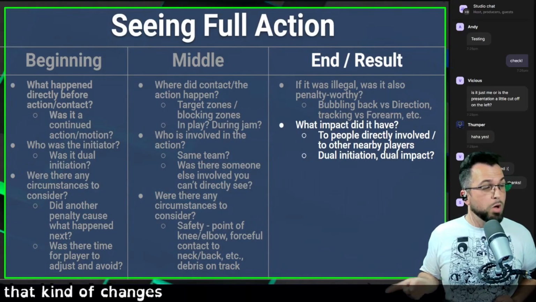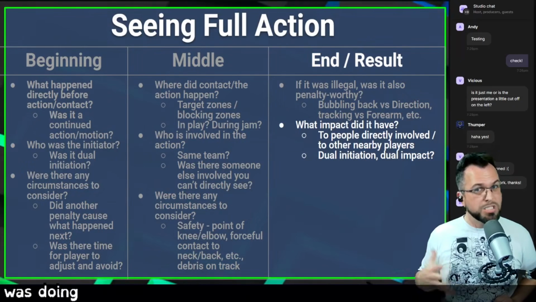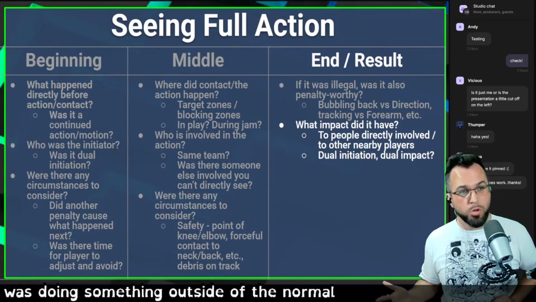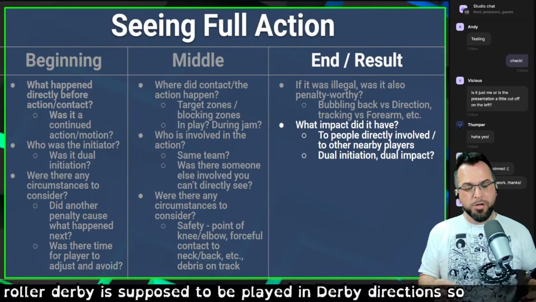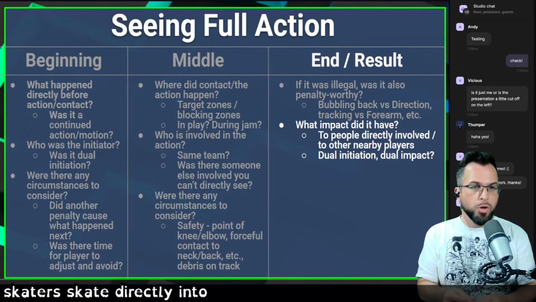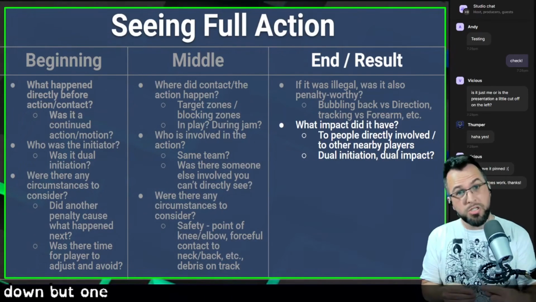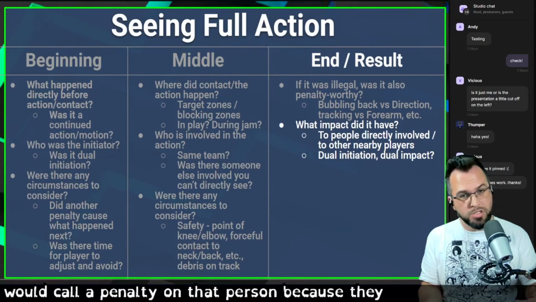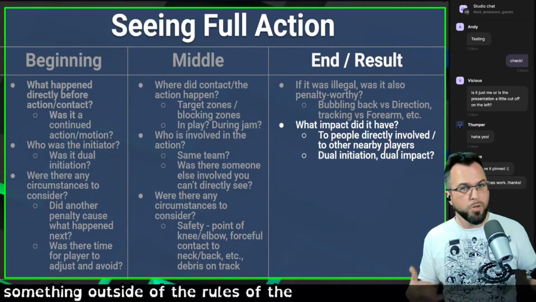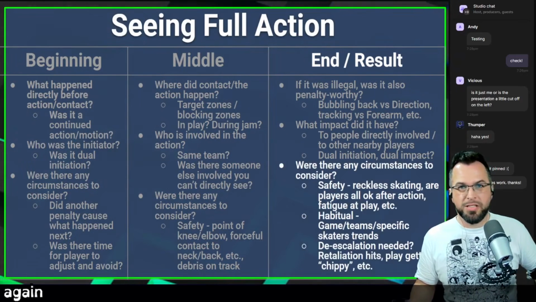That means that one of those players was doing something outside of the normal how to play roller derby. Roller derby is supposed to be played in derby direction. So if two skaters skate directly into each other's skates and they both go down, but one of them was skating opposite derby direction, then I would call a penalty on that person because they were doing something outside of the rules of the game, even though they both went down. Again, any other circumstances to consider?